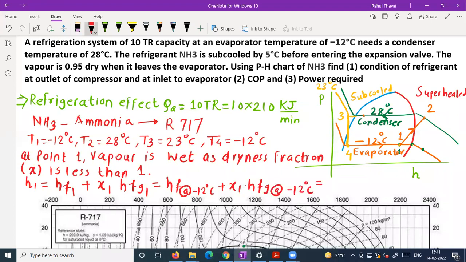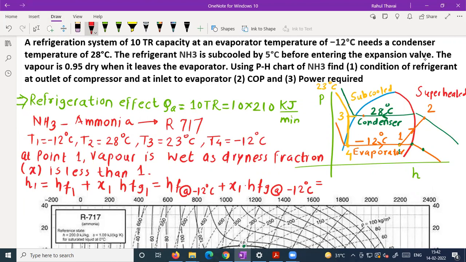Is that okay? Let me know. Because at point number 1, the vapor is wet. How to calculate the enthalpy of wet vapor? hf plus x into hfg. Now the question will be, from where will we get the hf and hfg? You can get them from the refrigerant table, at what temperature? At point number 1, we have a temperature of minus 12 degrees Celsius, so we'll get those values at minus 12 degrees Celsius. Is that okay?